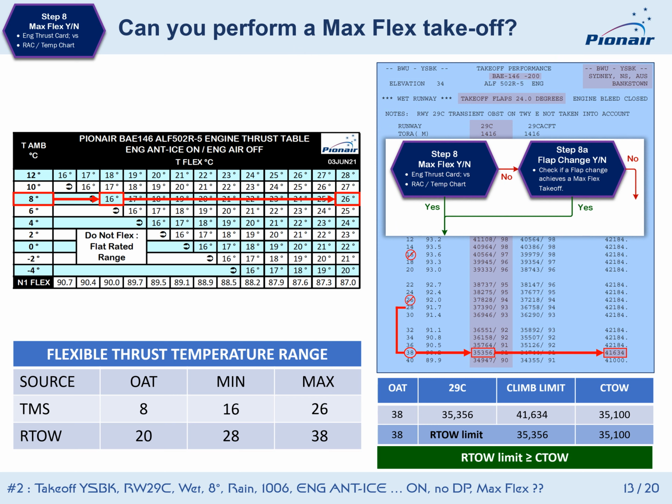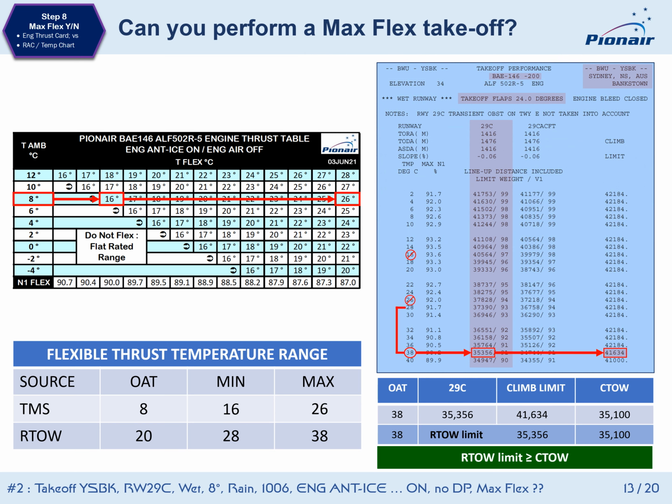If we weren't able to use maximum flex, our process suggests looking at a different flap setting or some other change that would allow us to use maximum flex. We'll have a look at this case in another example. For now, we are going to use max flex for takeoff, so let's finish off step 8.